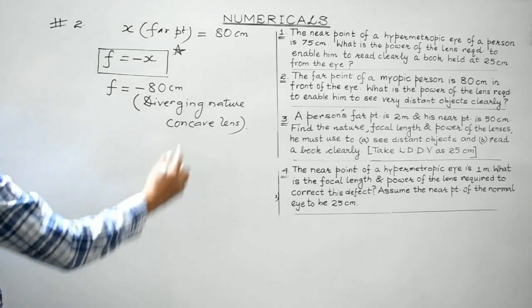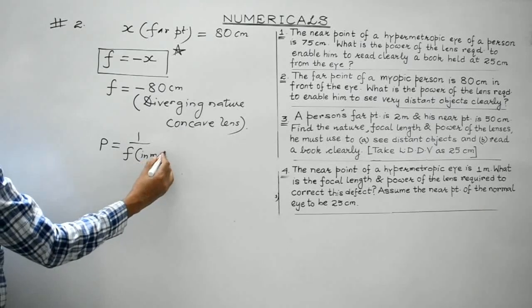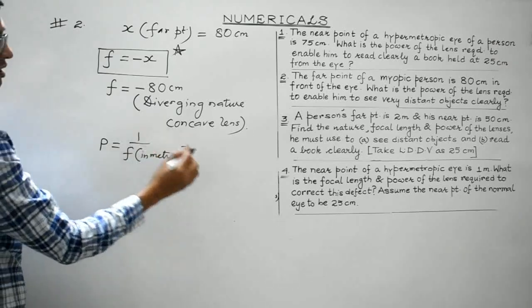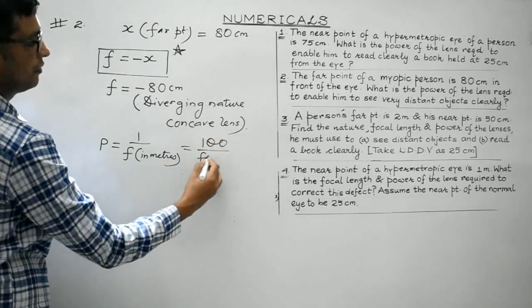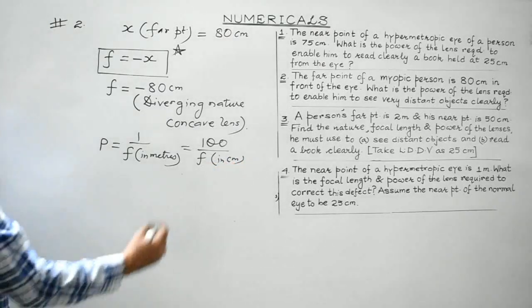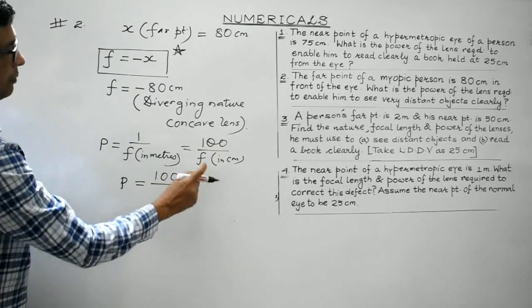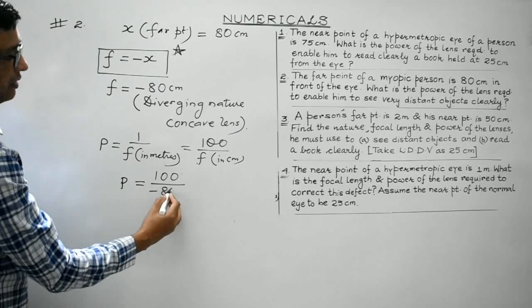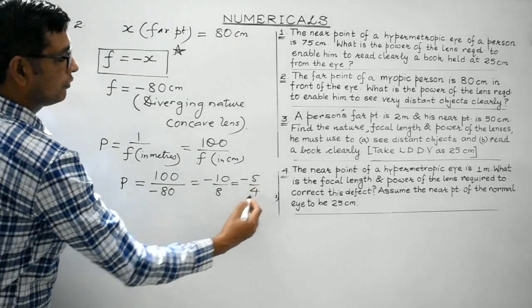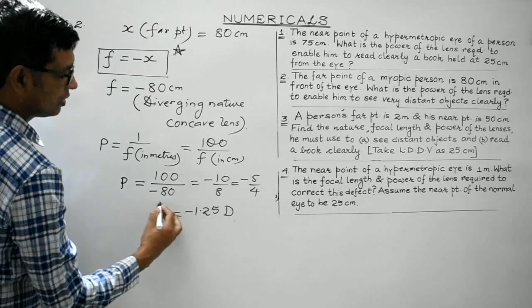Right? So, what about the power then? Power is reciprocal of focal length in meters. This is in centimeter. So, in order to change it, what we do is 100 by f in centimeters. So power would be equal to 100 divided by small f in centimeters, which is minus 80. So it will be minus 10 by 8. So it is minus 5 by 4. So power is minus 1.25 diopter.